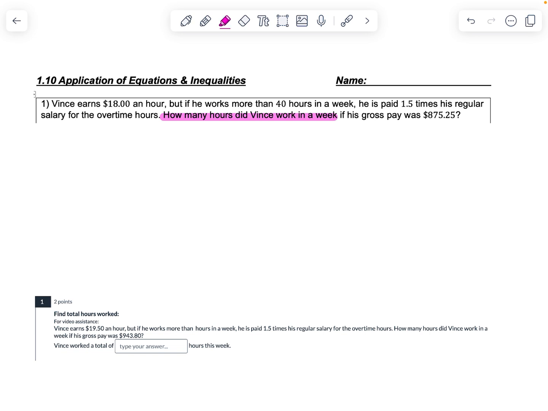The other thing that I like to do when I see one of these problems is get some of the numbers out of the way right away. So first of all, if Vince earns $18 an hour for 40 hours, we can calculate how much money he's earned then. So we can take 18 times 40, which is 18 times 4, which is 36, times 2, which is $720.